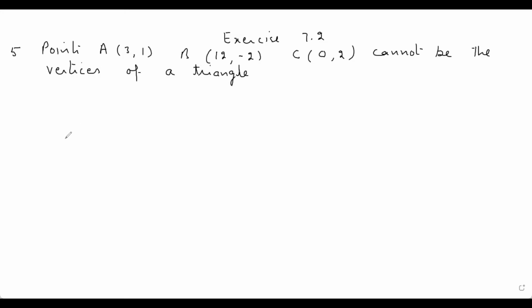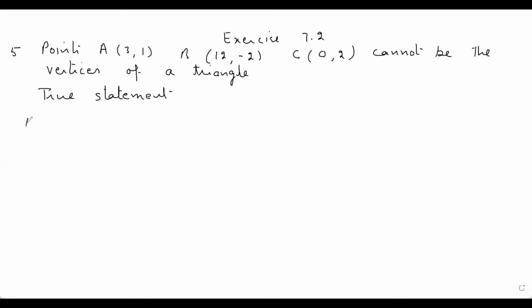Now the fifth question is: points A(3, 1), B(12, -2), C(0, 2) cannot be the vertices of a triangle. If we prove that its area is 0, then these points are collinear and they cannot be the vertices of a triangle. So this is a true statement, and we are going to prove that its area is 0.